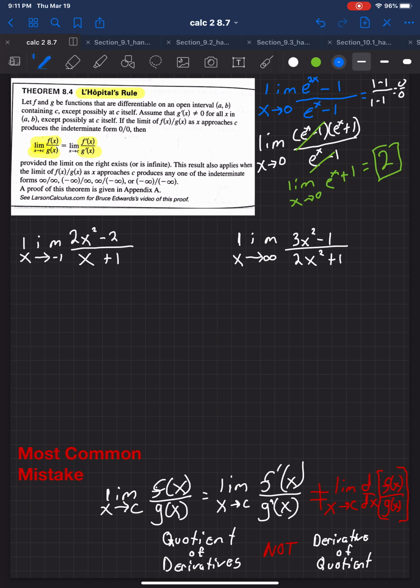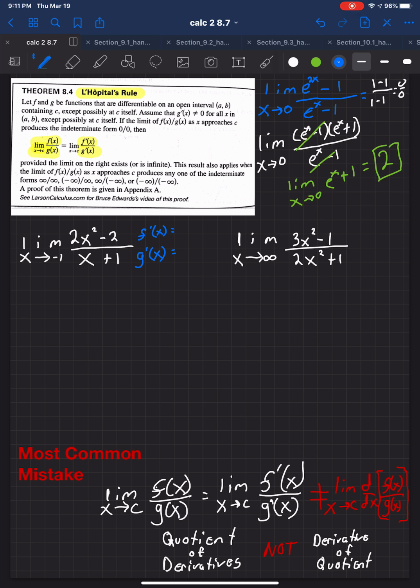All right. So, but how do we apply this rule? So let's go back and let's go ahead and try this new approach. L'Hopital's rule says let's go ahead and take the derivative of that numerator and the derivative of that denominator. So we'll go ahead and do that right now.